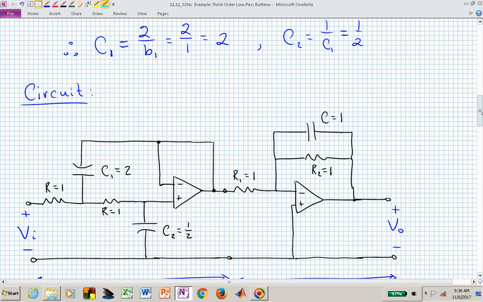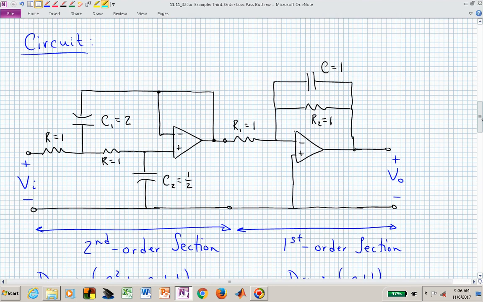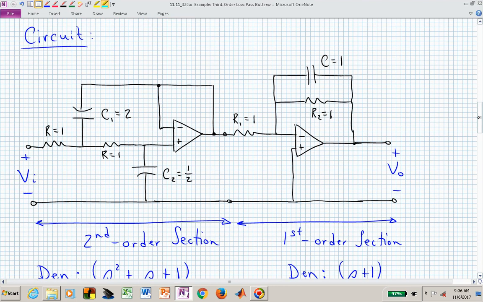And we already know what our first order section is, so here is our circuit. We've combined this, and it doesn't matter which one's on the left or which one's on the right. We just need to cascade those. So the output of one of these sections needs to be the input of the other, and the total overall input and output will obviously be the leftmost input and the rightmost output.